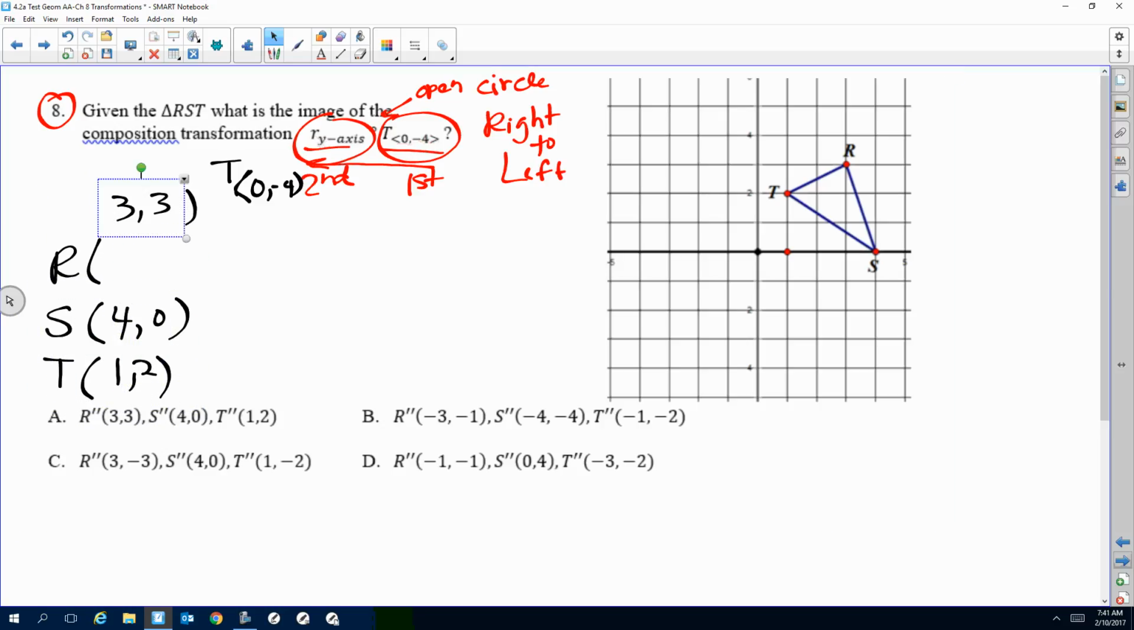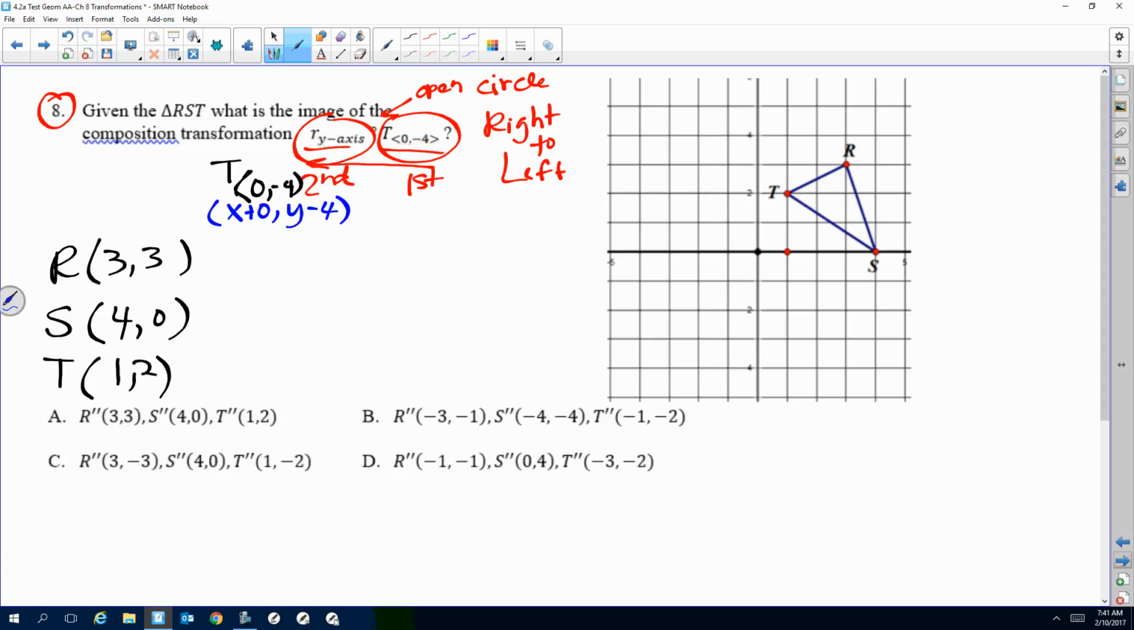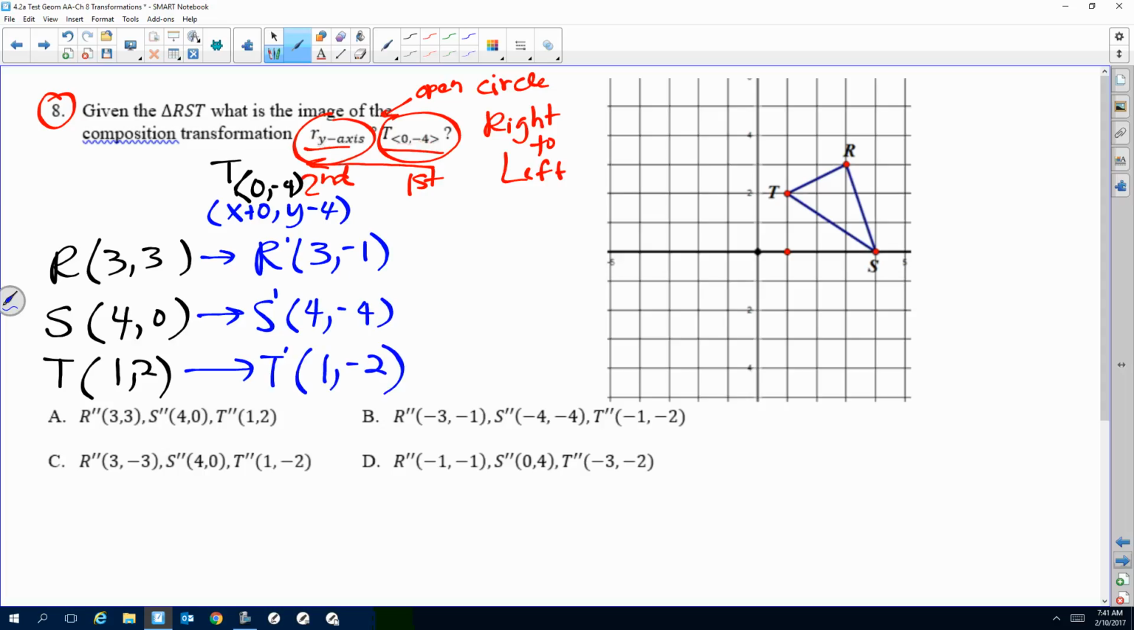R comes down, that comes down, that comes down. All right, this rule basically is saying we're going to x plus 0, y minus 4. We're not really doing anything at x, but for the y coordinates, we're going to subtract 4 every time. So my r prime ends up becoming 3, and 3 minus 4 is a -1. My s prime, 4, and 0 minus 4, -4. My t prime, 1, 2 minus 4, -2. So that's what we do first.